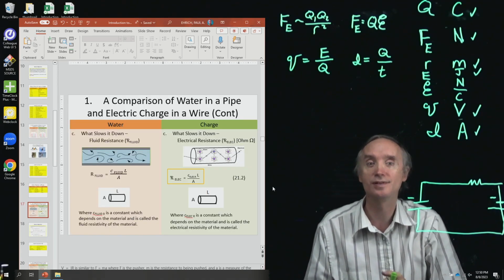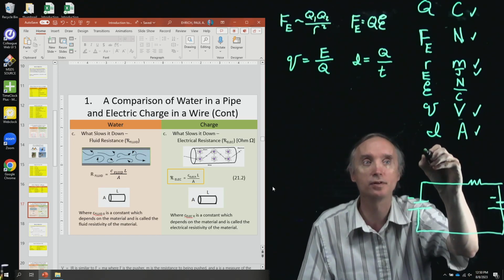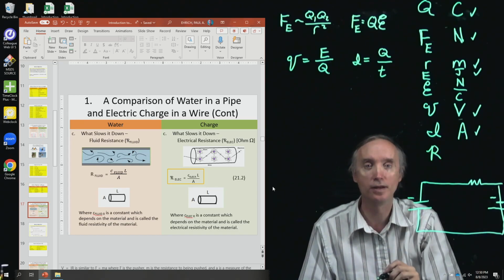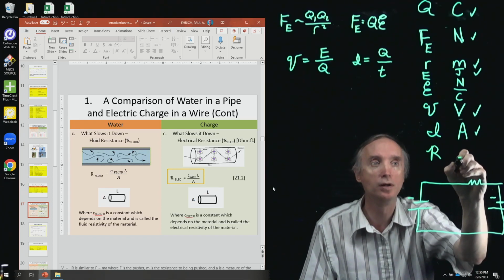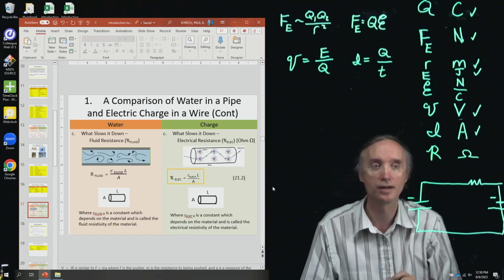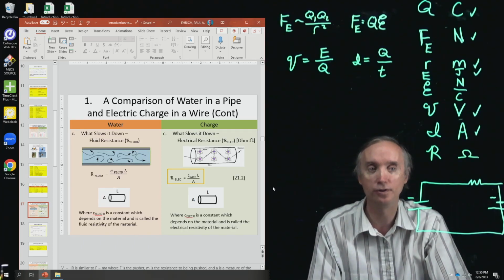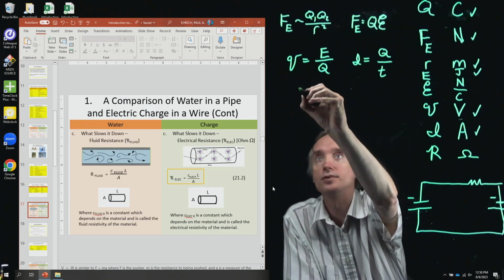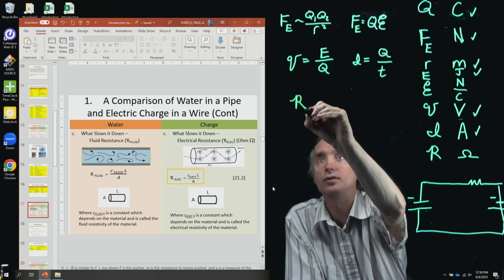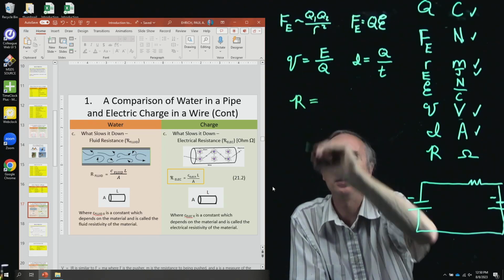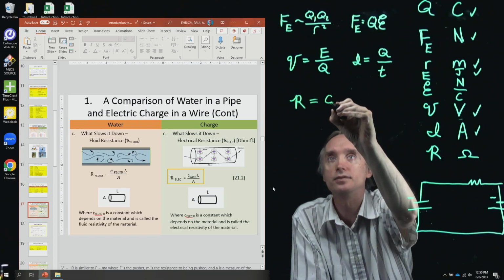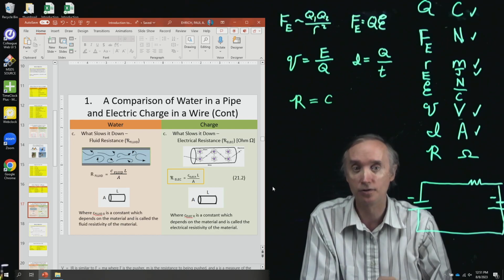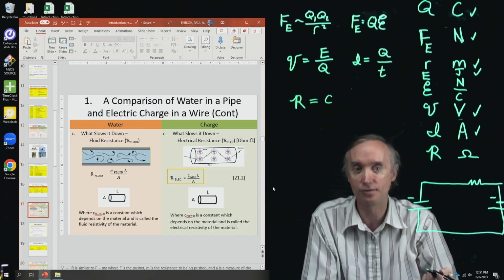Okay, then we've got resistance. So resistance R, and the official metric unit is called the ohm. So that's the official metric unit of resistance. Resistance is going to slow down the flow of the electricity. And so we've got this formula here for resistance. We're going to say that electrical resistance is equal to some constant that depends on the material. So some materials are better resistors than others.